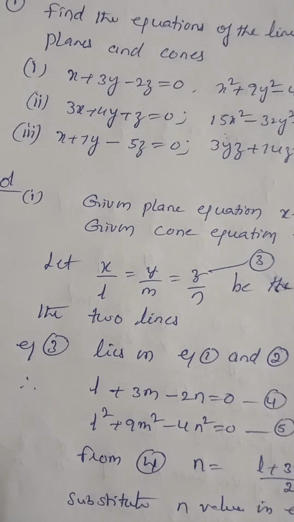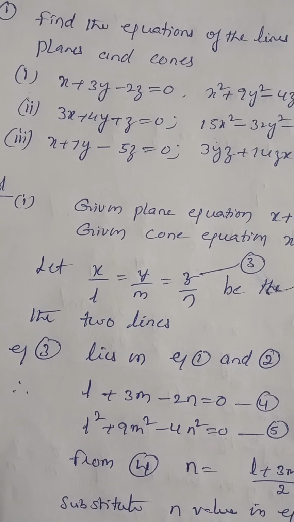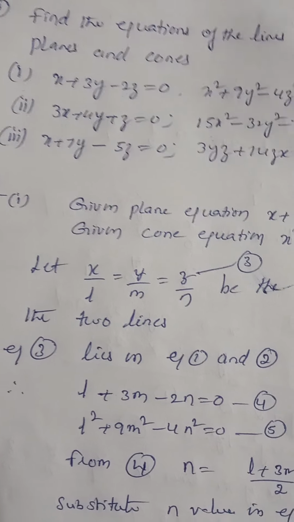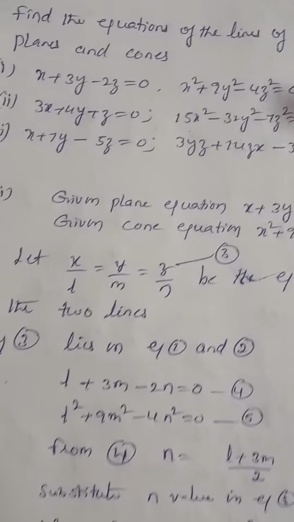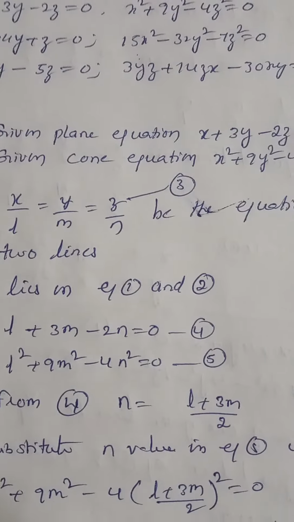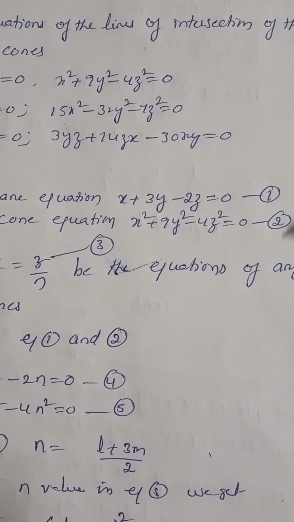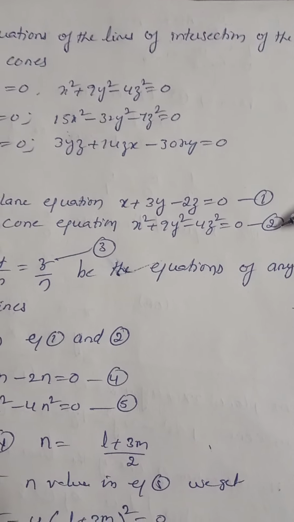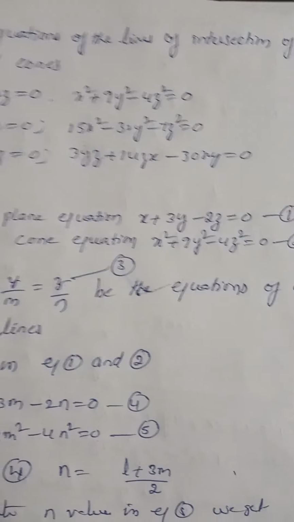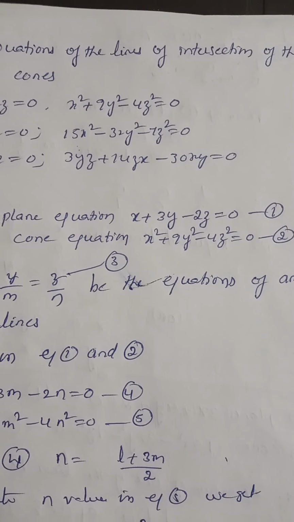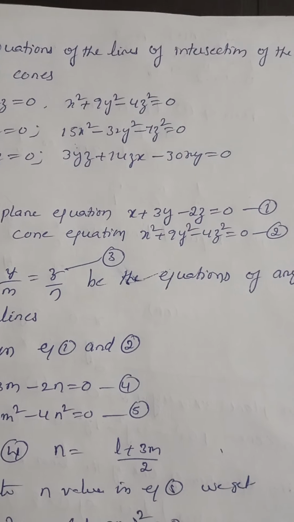A first degree equation in x, y and z represents a plane. This is the cone equation. Now the given plane equation is this one, call that equation number 1. This is equation number 2. This equation represents a cone. Now we have to find the lines of intersection. You will get 2 lines.